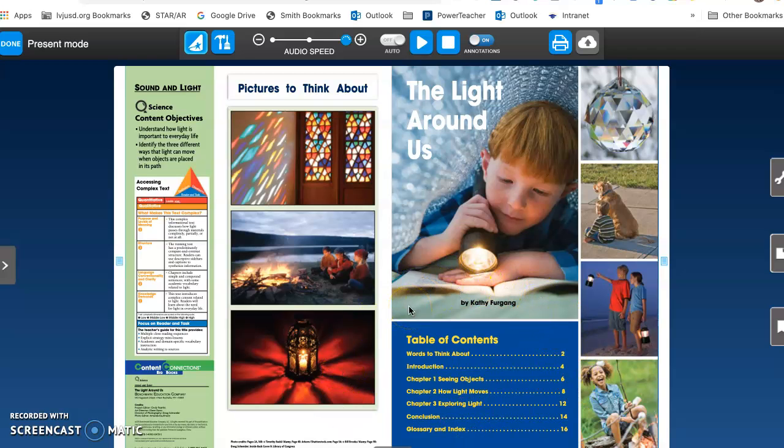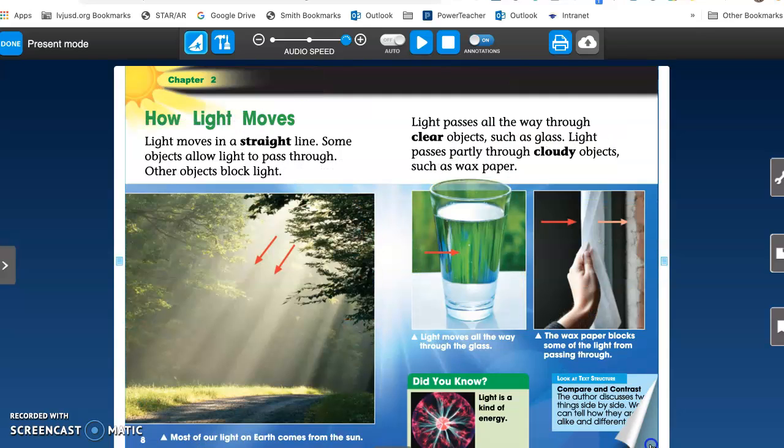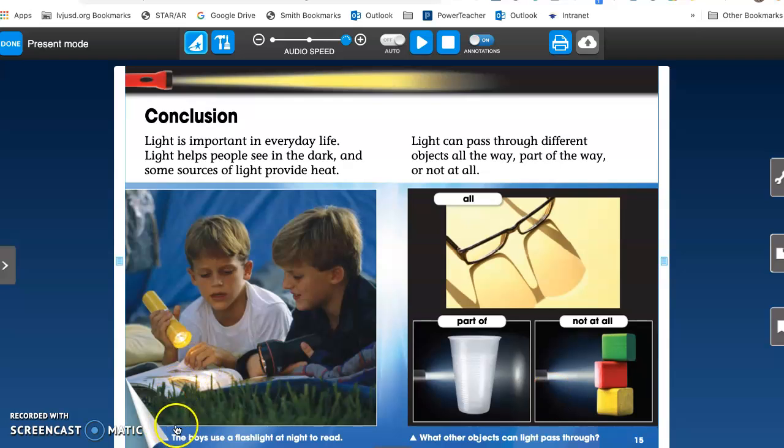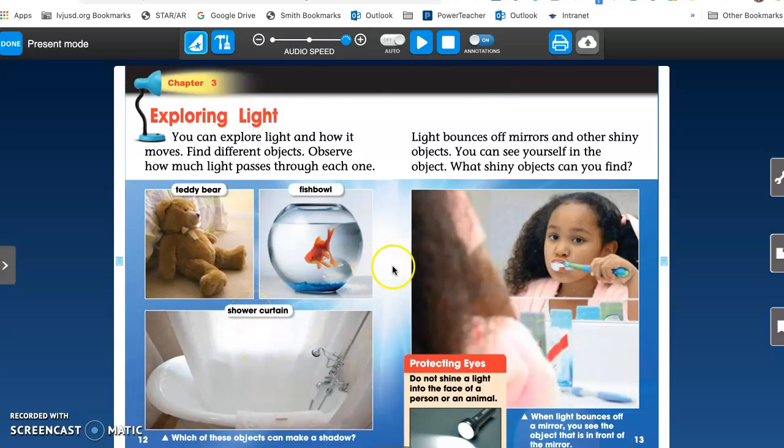Let's think about what words there remind us about experiments. I think the chapter 3, Exploring Light, might teach us about experiments, because exploring and experiments kind of go together. Let's look and see. Exploring Light was on page 12. And now that I look back at this page, I remember that it was telling me to get these objects and find out how much light passes through them. So we were right. The Chapter 3, Exploring Light, is teaching us about experiments.